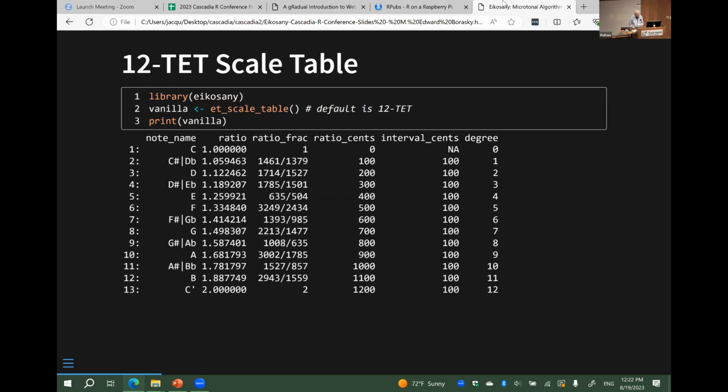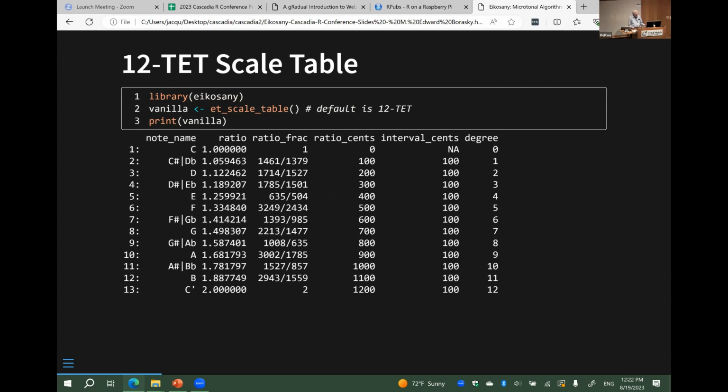And then the interval cents is the difference between the cents on the left, is there a pointer? Yeah, between this number and this number. And you can see it's all 100 here. And then the degree is just the degree of the note. They go from 0 to however many notes there are minus 1. So actually it's degree 0 through degree 11 is the scale, and then it repeats at a ratio of 2, which is an octave. And that is the period of the scale.